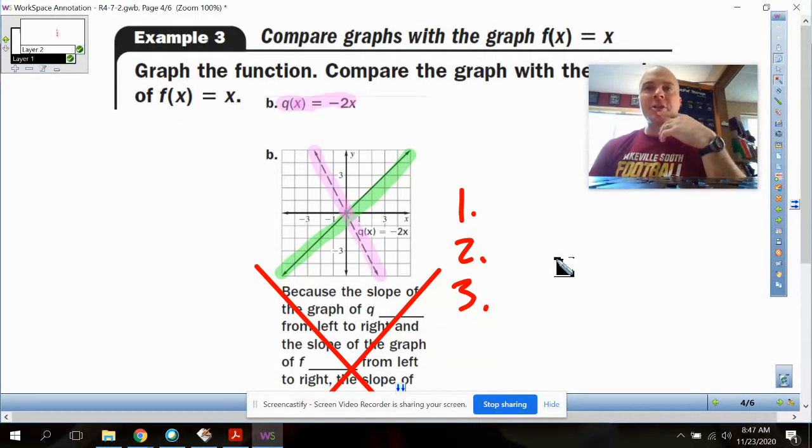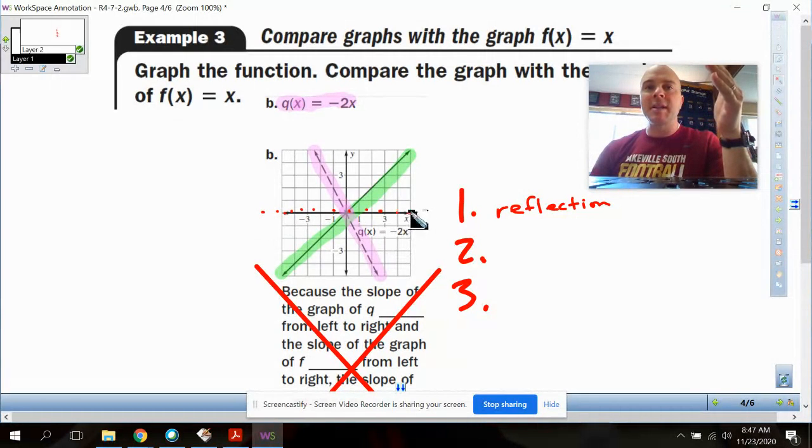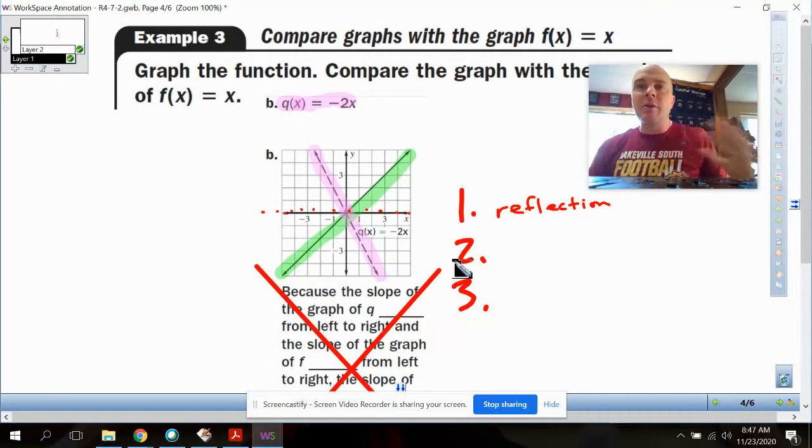I ask, is it a reflection or not? In this case, we would say it is a reflection because it's going down instead of up. The parent function goes up. This one's going down. So it basically reflected across the x-axis. What used to go up is now flipping and going down. So you might be saying to yourself, well, anytime I have a negative slope, the graph's going to go down, and that's what we call a reflection.